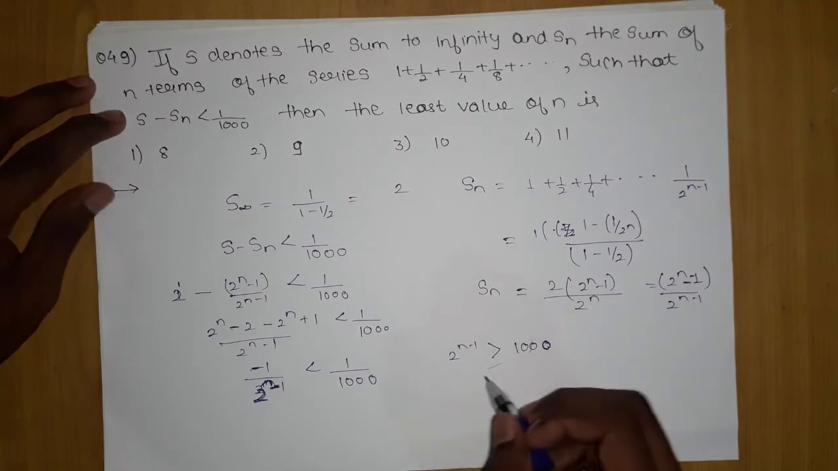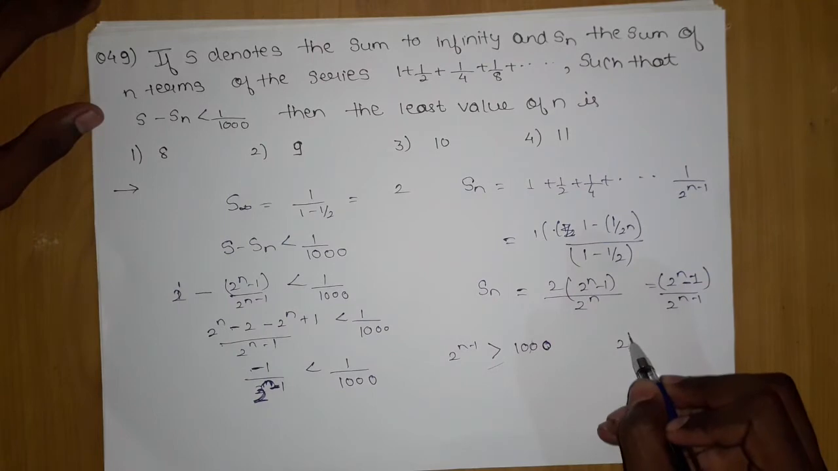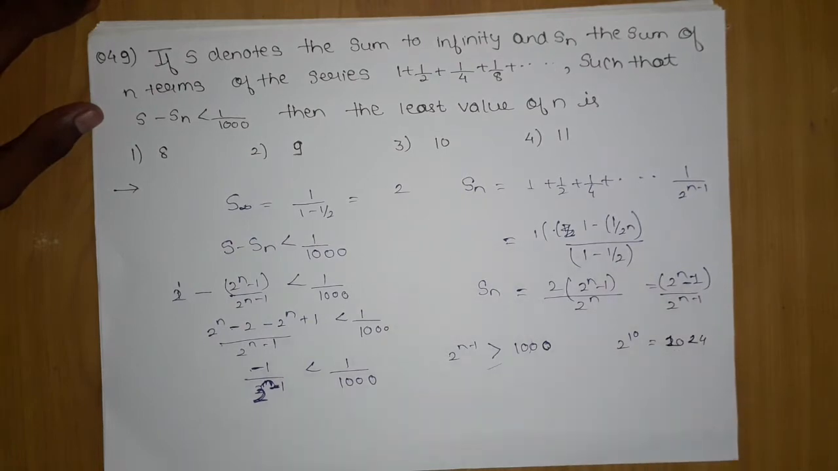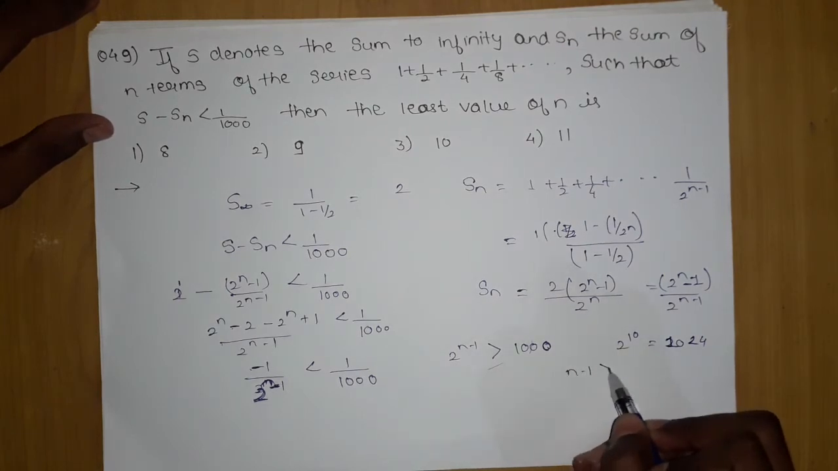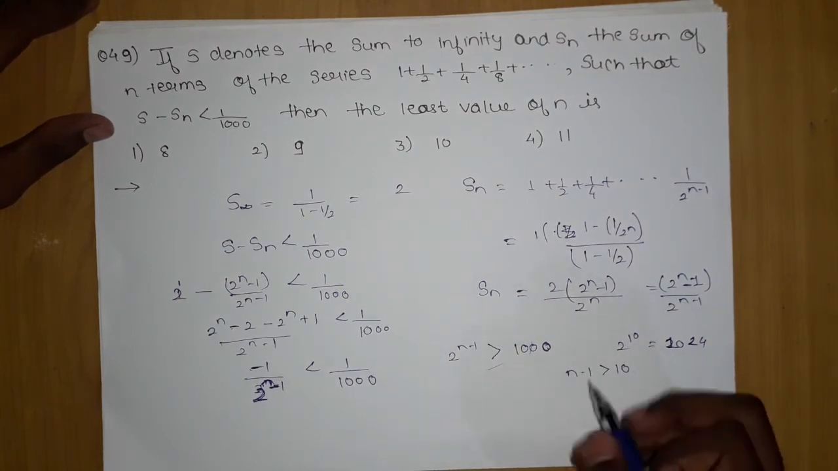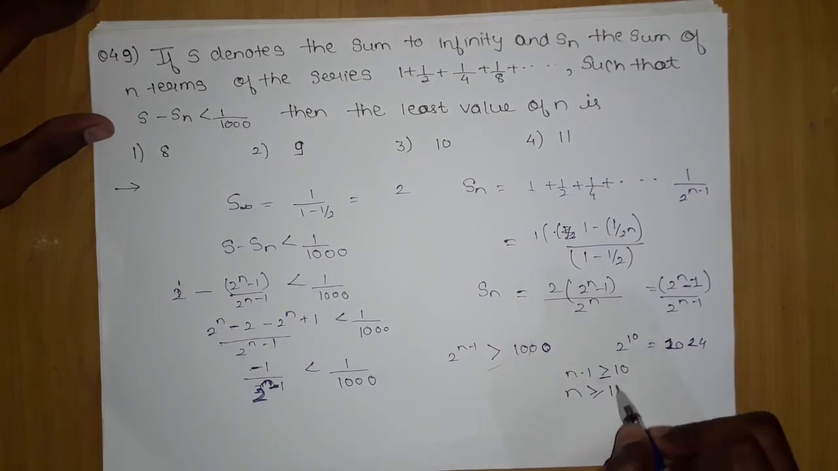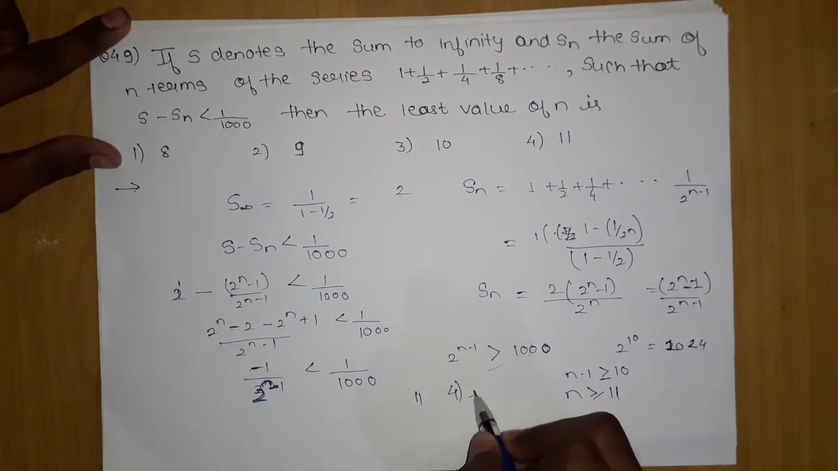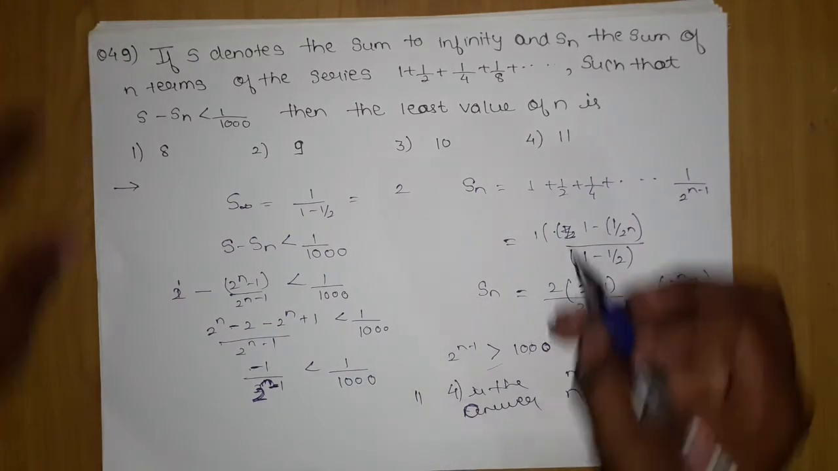For it to be bigger, we have to check some values. If I check 2 power 10, it is about 1024, which is the appropriate value, meaning at 2 power 10 it is greater than. So n minus 1 should be greater than or equal to 10 for this to happen. So n should be greater than or equal to 11. The least value of n is 11, so 4 is the answer.